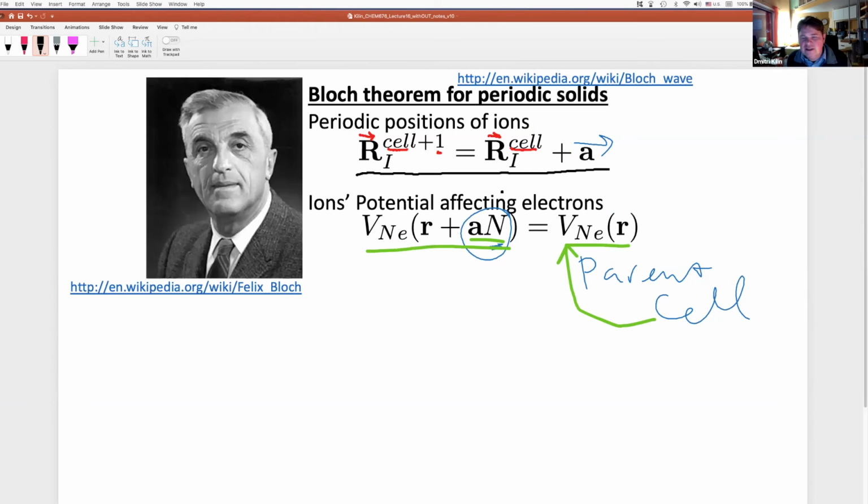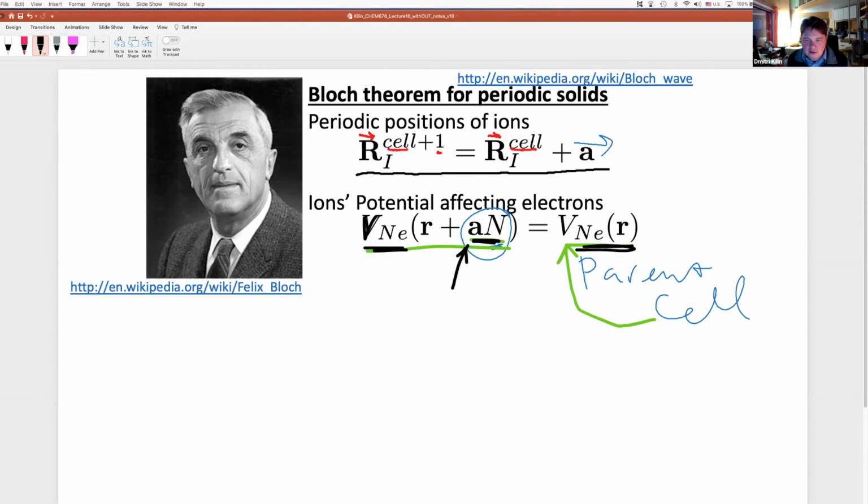The general definition of the periodic structure is that the potential, the nuclear-to-electron interaction, in the shifted position and in the original unit cell are the same. So if you add a vector which is a multiple of the translation vector, the potential will stay the same. In a rigorous way, it is the definition of a periodic model.